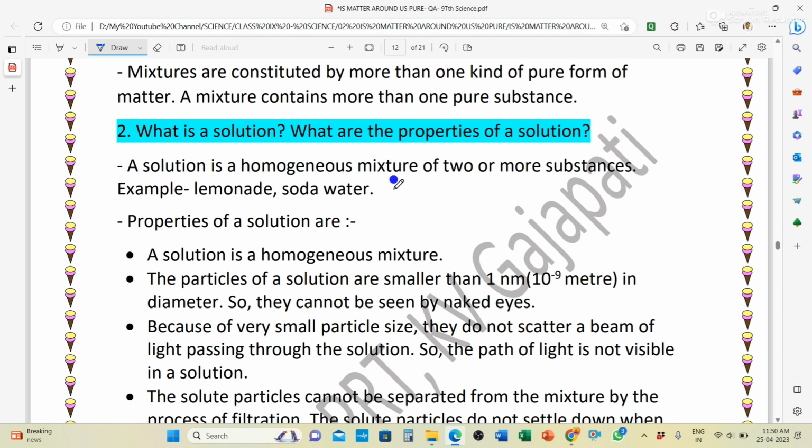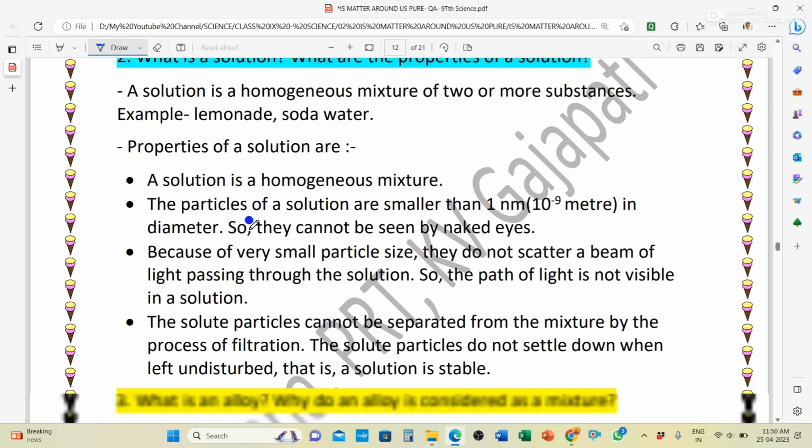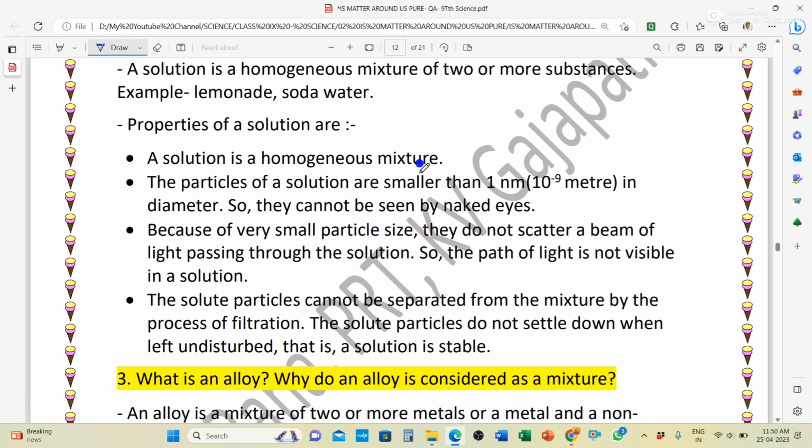A solution is a homogeneous mixture of two or more substances. Examples are lemonade and soda water. The properties of a solution are: a solution is a homogeneous mixture. The particles of a solution are smaller than 1 nanometer, that is 10 to the power minus 9 meter in diameter, so they cannot be seen by naked eyes. Because of very small particle size, they do not scatter a beam of light passing through the solution. So the path of light is not visible in a solution.